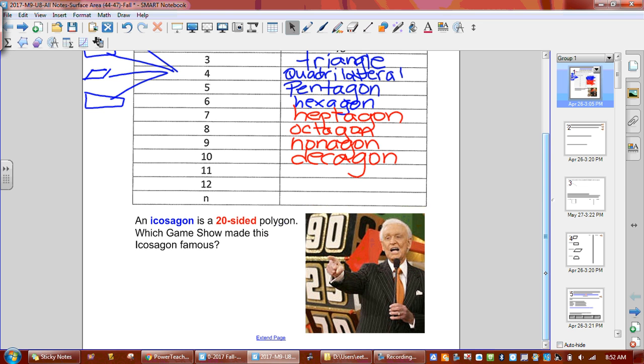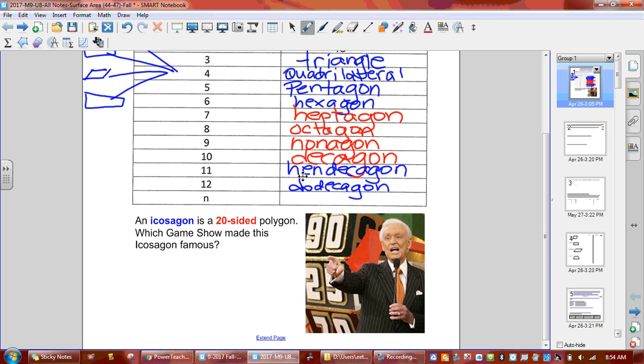All right. 11: hendecagon. Okay. Now we're going to do 12. 12 is dodecagon.